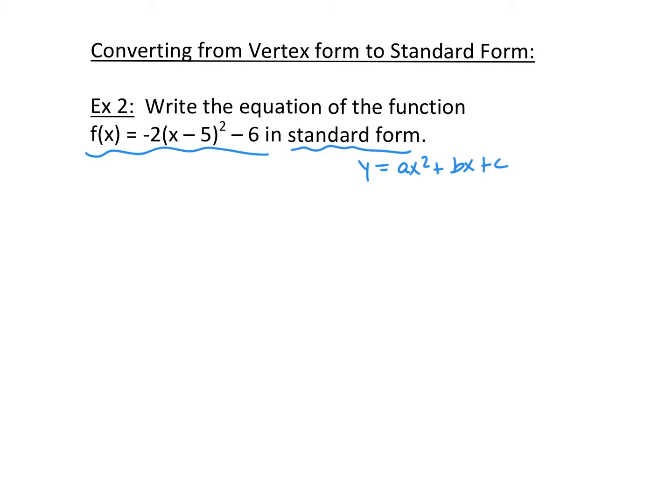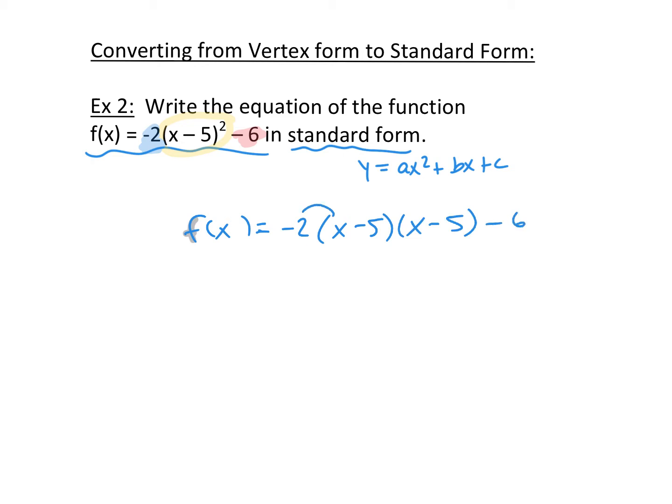You've got a binomial being squared. That's got to get squared. You have a -2 on the outside that has to get distributed in afterwards. And you have a -6 at the end that has to get combined in there. So that's all we're going to do. We're going to take f of x equals -2, and I'm going to multiply x minus 5 times x minus 5 because the binomial is being squared, and subtract 6 at the end.